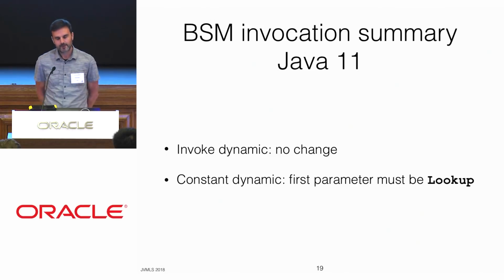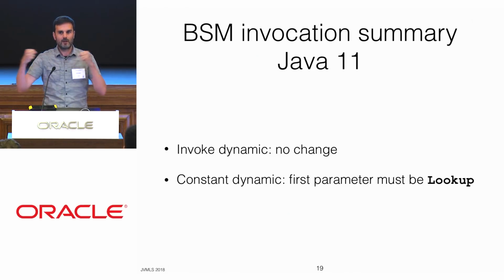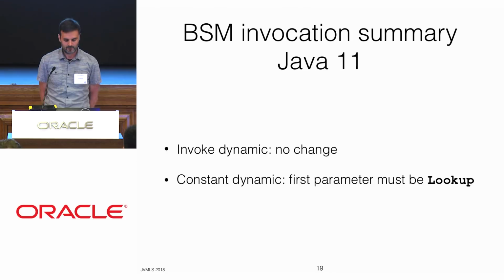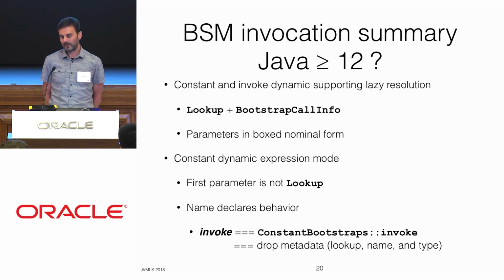So I think it's useful to summarize what I've just talked about on the various forms of invocation. It can get a little confusing. So in Java 11 today, there's no change in Invokedynamic at all in its invocation. And for ConstantDynamic, the first parameter must be a lookup. That's it. So what could we do in Java 12 and beyond?